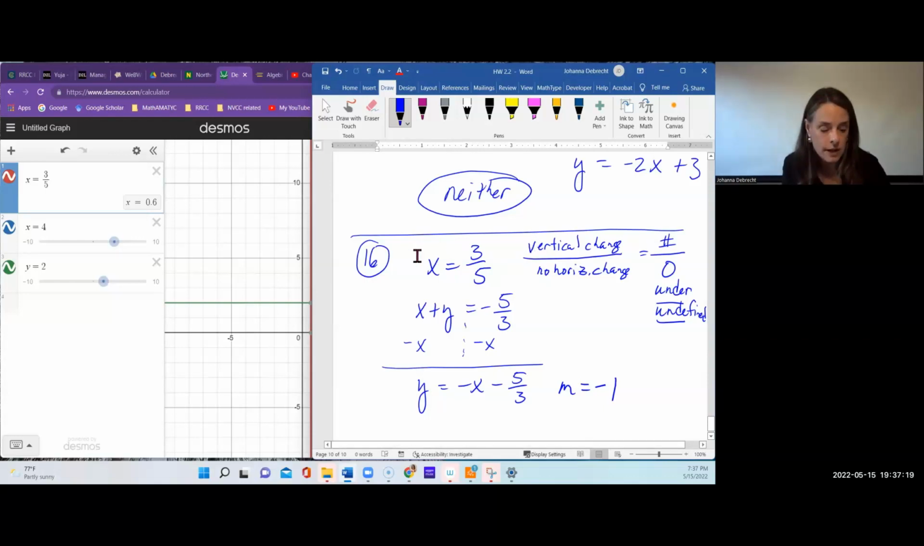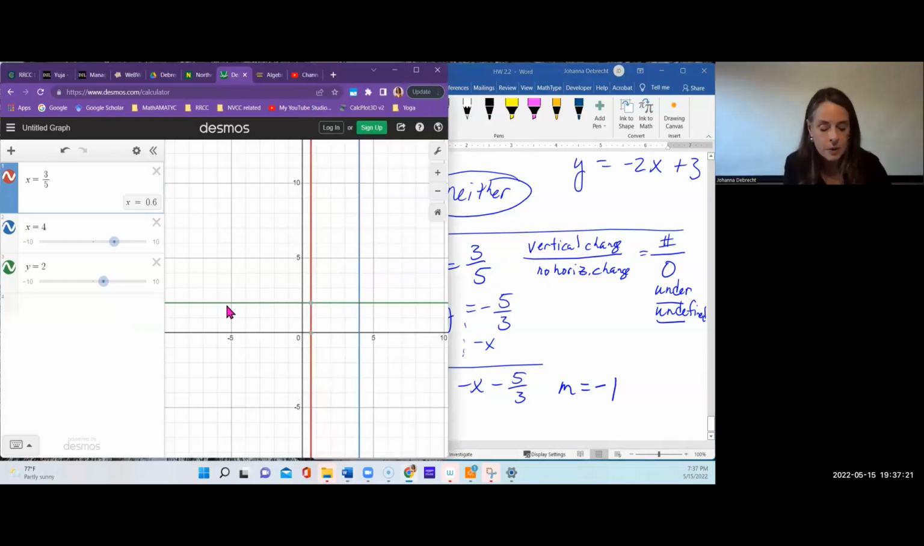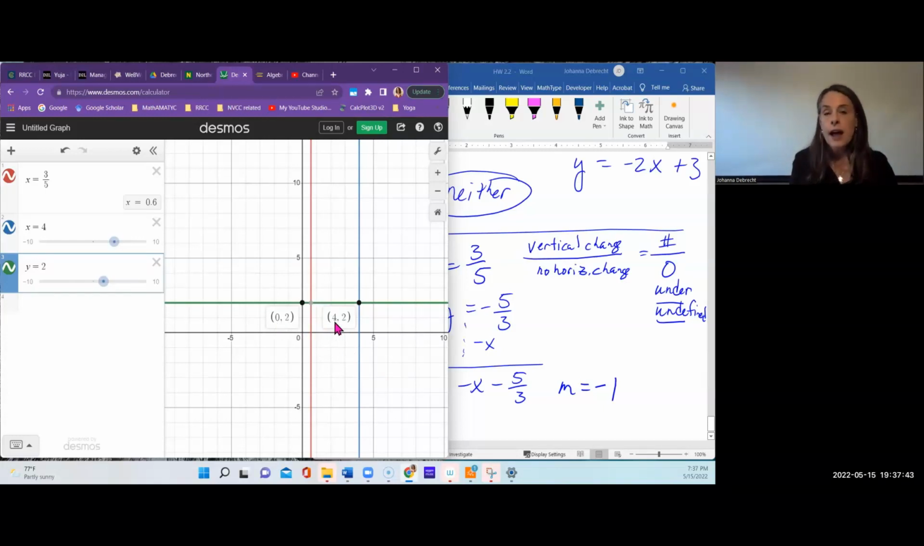What about horizontal lines? Looking over here again at Desmos, we can see that on the horizontal line, if we go from one point to another, -5 maybe, over here to 0, 2, or over to 4, 2, we can see that the y coordinates are the same, which are both 2, but the x coordinates are different. That means that we'll have 0 divided by some number. That means that the slope of a horizontal line is 0. So the slope of a horizontal line is 0, slope of a vertical line is undefined.